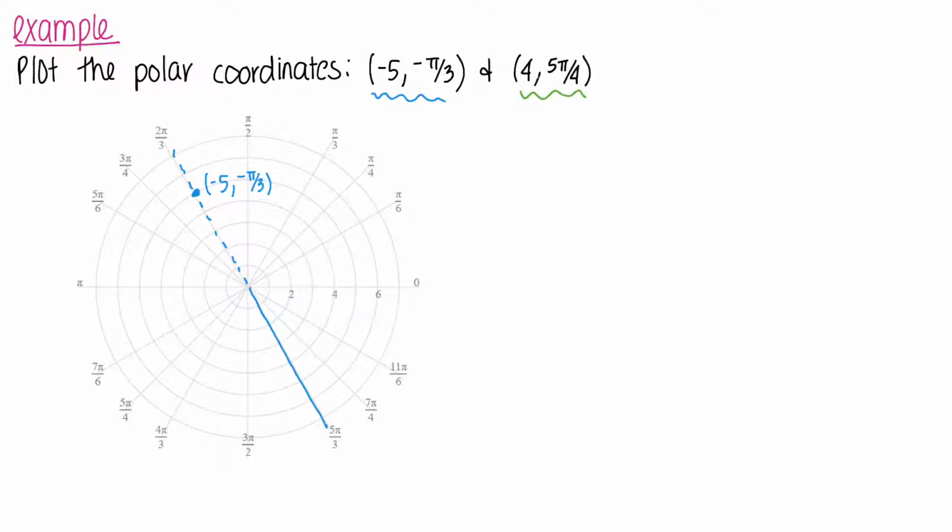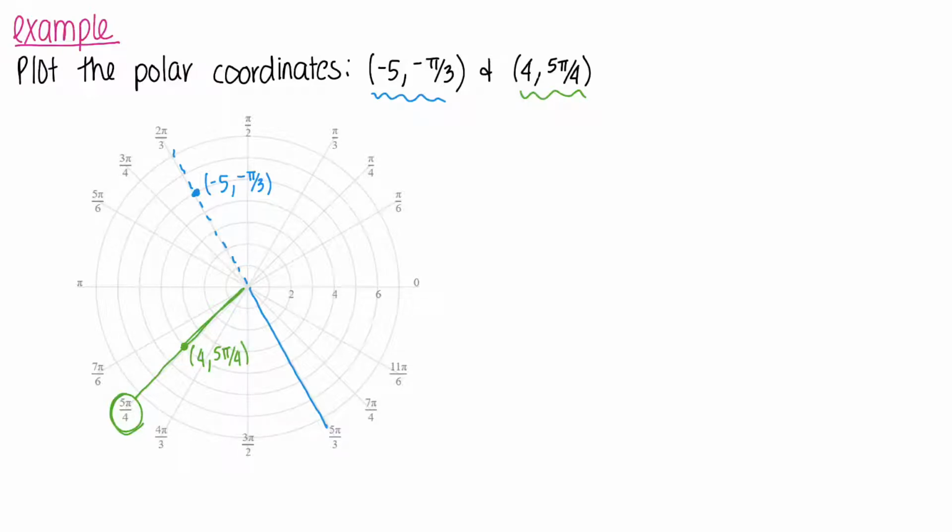And then just one more for good measure. So 5 pi over 4 is right here. And we're going to be going the forward direction on this, and it helps to kind of highlight it. We're going to be going the forward direction because our r value is positive. So 1, 2, 3, 4 to right there. This is the point 4 comma 5 pi over 4.